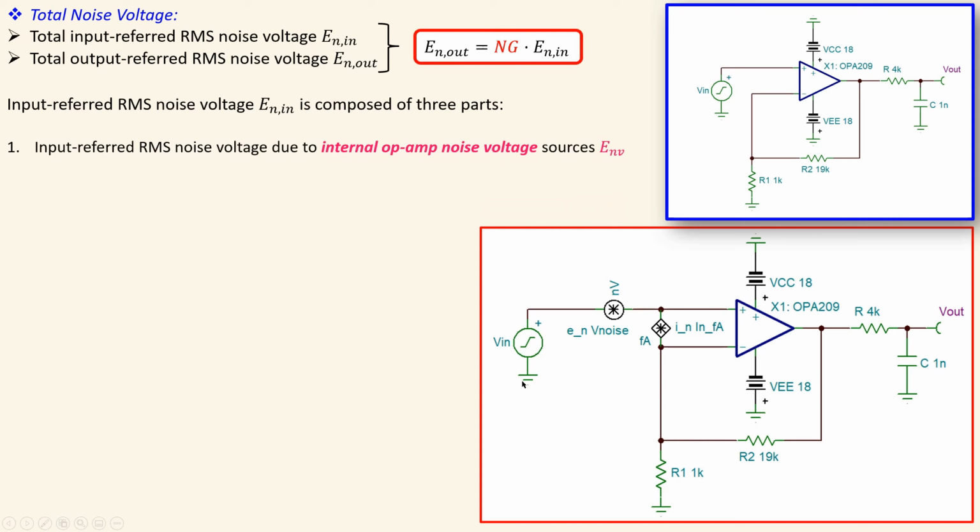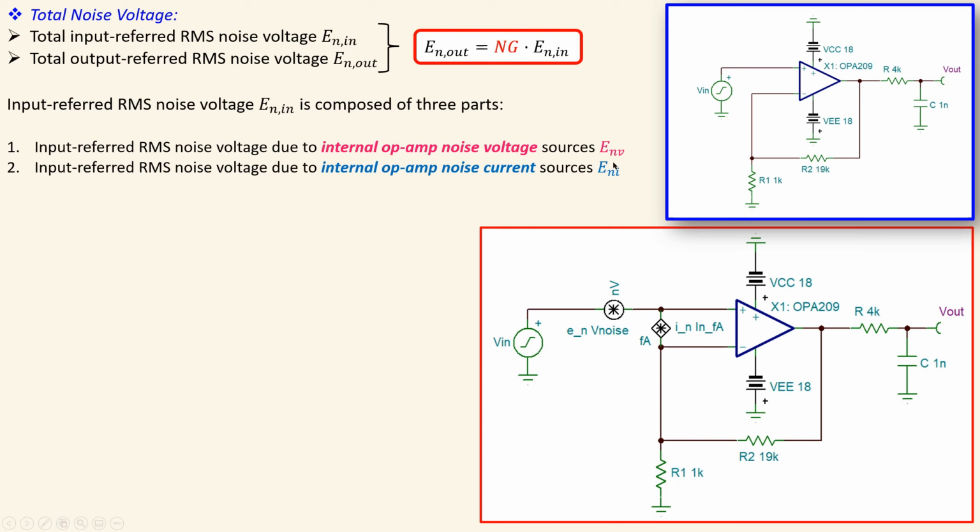So the input referred RMS noise voltage in total will be, due to the internal op amp noise voltage source, this one, and that will of course produce some input referred RMS noise voltage. We have also the input referred RMS noise voltage due to the internal op amp noise current, which is actually this one. So this is actually inside the op amp. We just take it out and make a model of it.